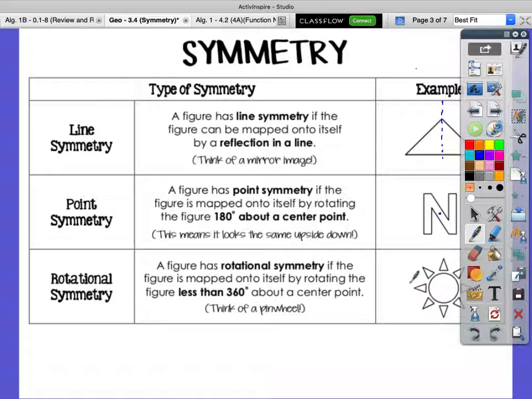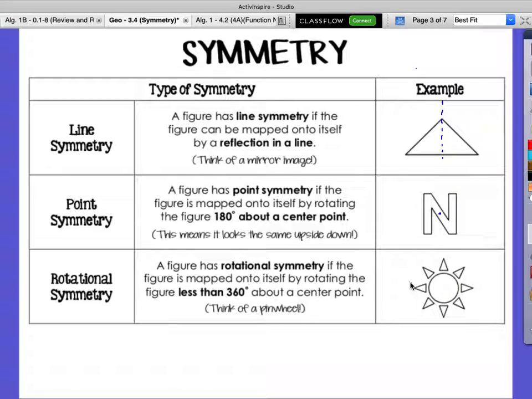So the last one we have is rotational symmetry. A figure has rotational symmetry if it's mapped onto itself by rotating the figure less than 360 degrees about our center point. So we still have a center point. Now here's the thing, it says less than 360. If we take absolutely anything and rotate it a full way around, do we just get the original thing? Yes, because it's backwards. So that's why we need to have it less than 360. If it's anywhere less than 360, it's the same.